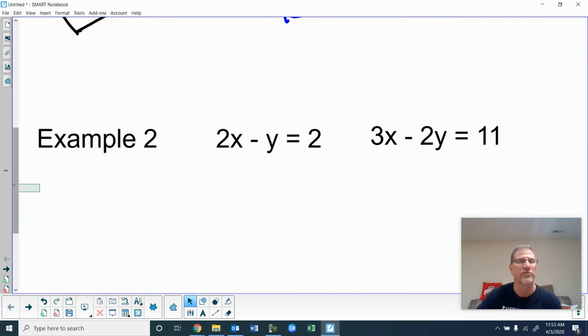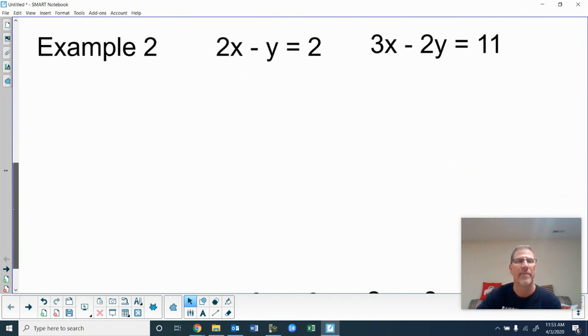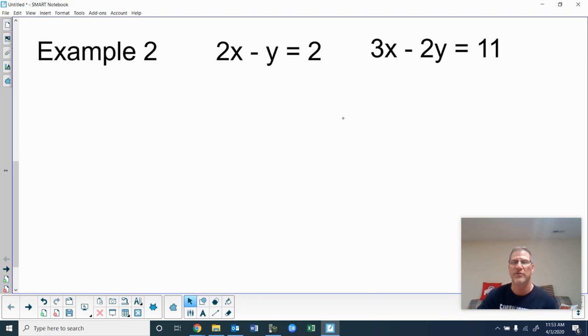So if we're looking at example 2 here, I've got 2x minus y equals 2 and 3x minus 2y equals 11. In front of this y here is no coefficient. So that's the one I want to get by itself. That way I won't get any fractions. I know you guys love fractions, but we're not going to work with them. We're going to try to stay away from them as much as possible.